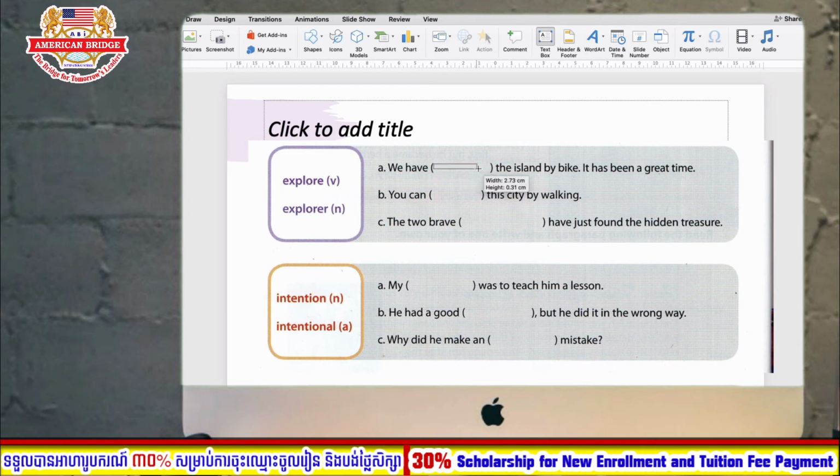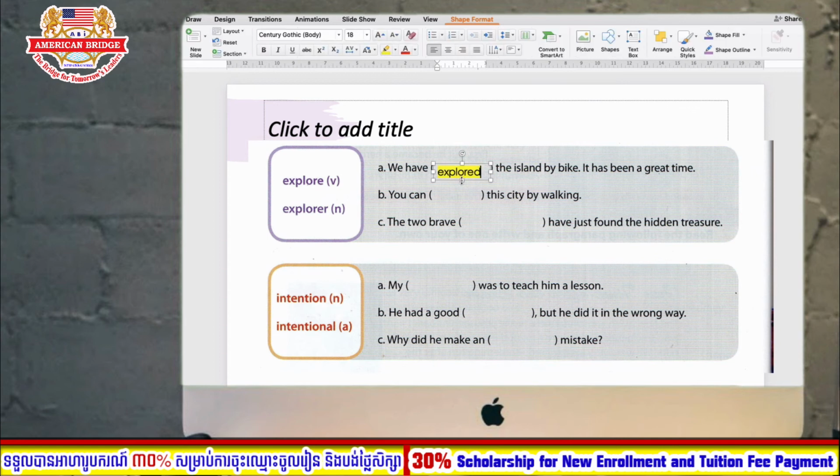We have actually this one: we have explored the island, bye-bye. It has been a great time. Actually, this is the past tense because it already finished. It has been a great time, which suggests that the previous action is already finished.